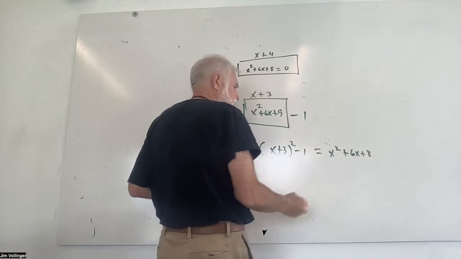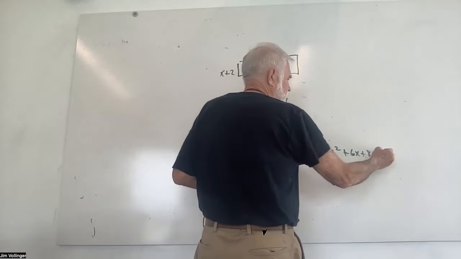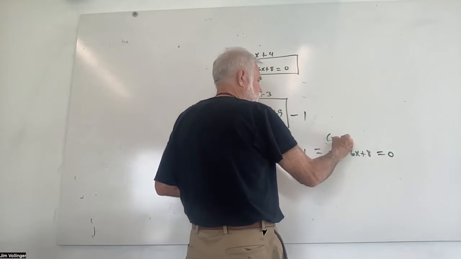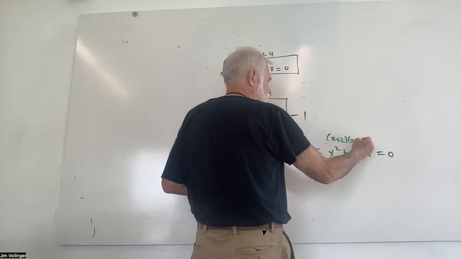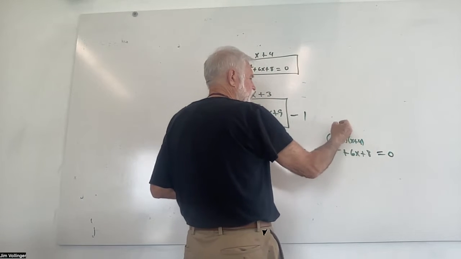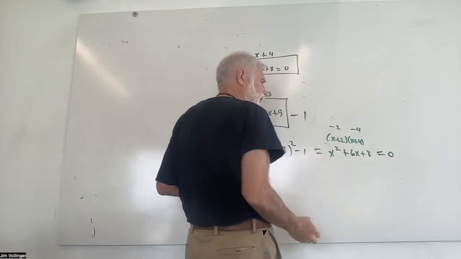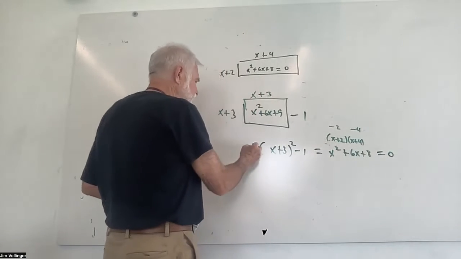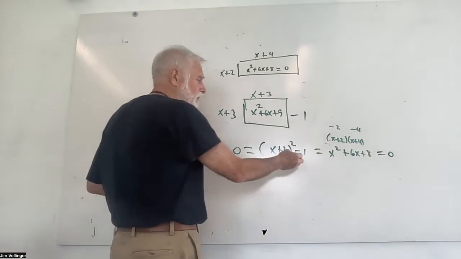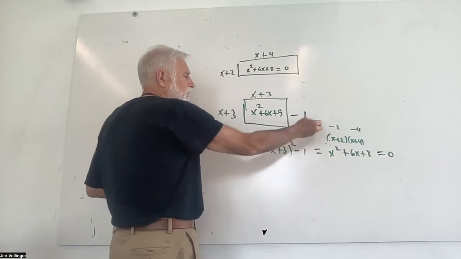Now we factored this to set it to 0. So let's set this to 0. We said that's x plus 2 times x plus 4. Our x's are isolated. We can see -2 and -4 as answers. I can also set this to 0 and do the same thing. Well, different technique, but get the same answers.